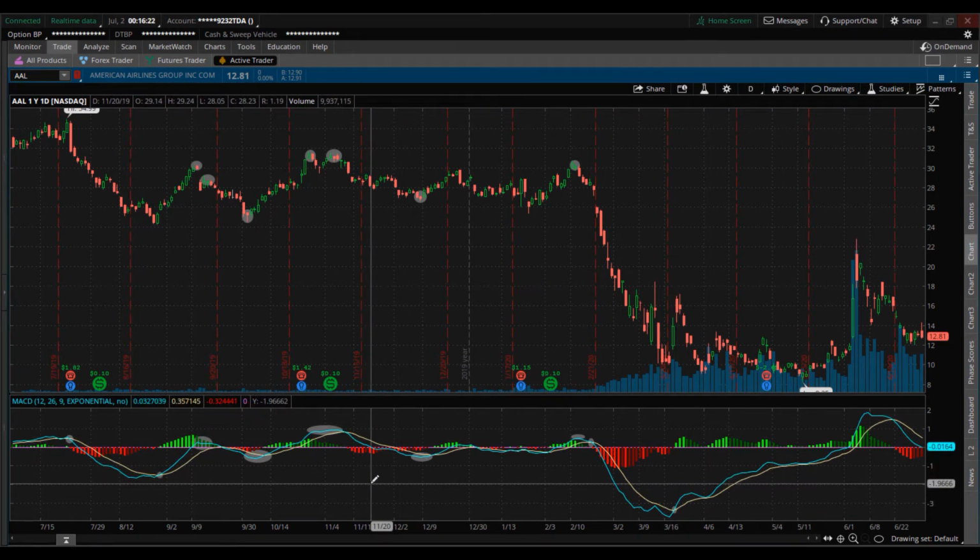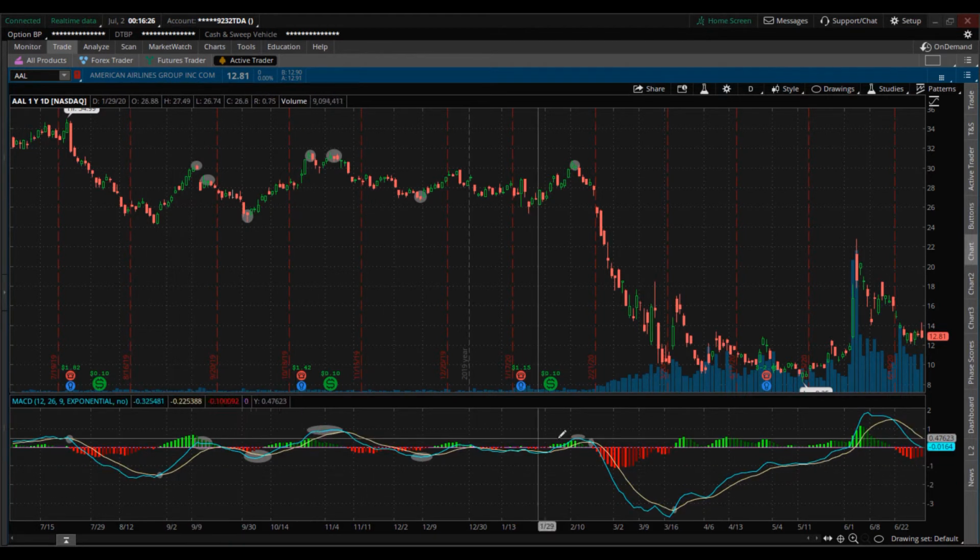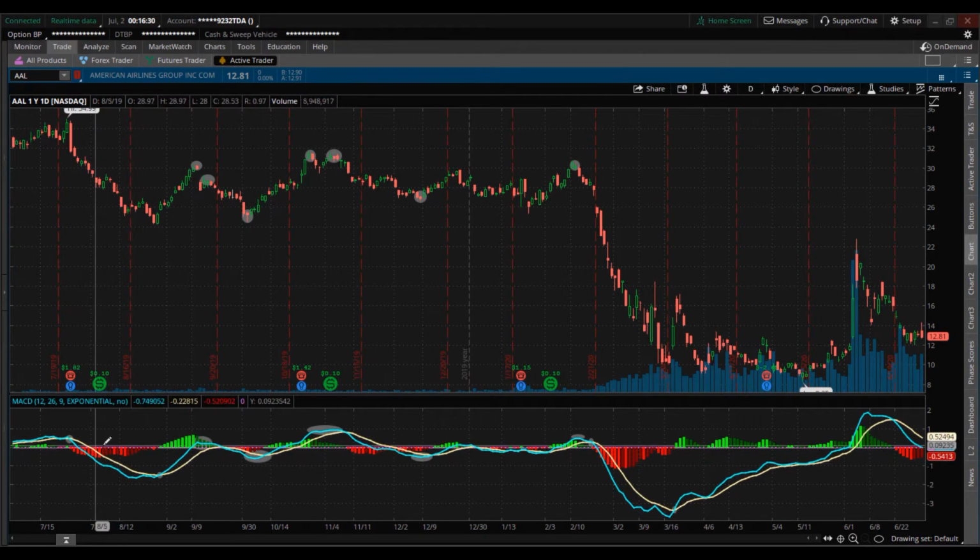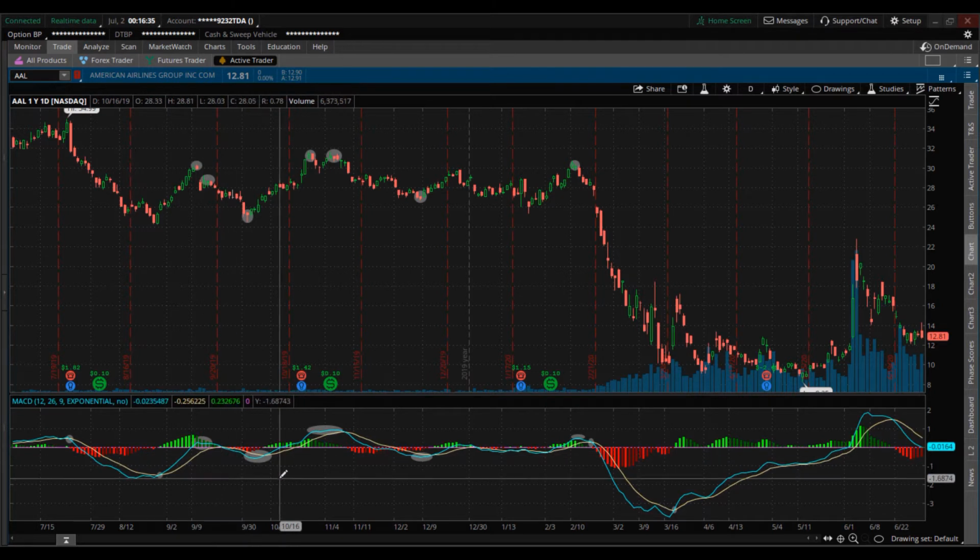This MACD indicator on Thinkorswim also comes with a complete histogram, as you see in the back right here. On it are red bars that represent bearish momentum and green bars that represent bullish momentum. So what is the MACD? The MACD is a trend following lagging momentum indicator. That means that its measurements come after the fact, so after price action has already occurred. Thus, it is good for confirming a trend or change in momentum.